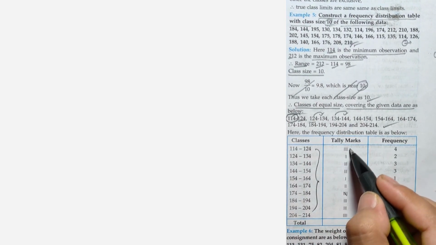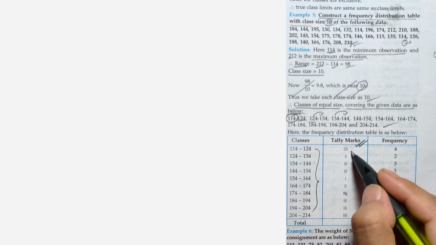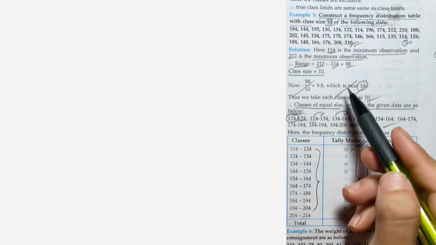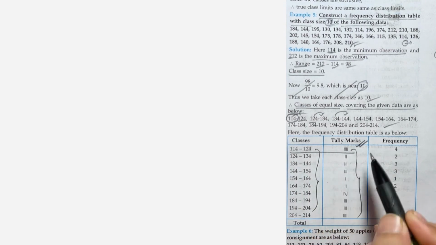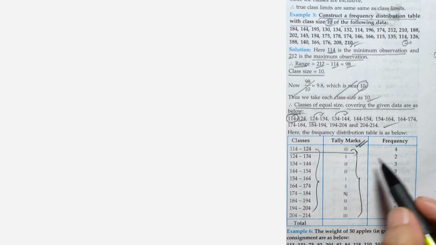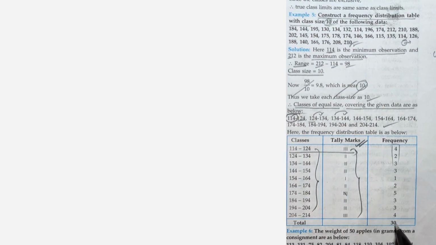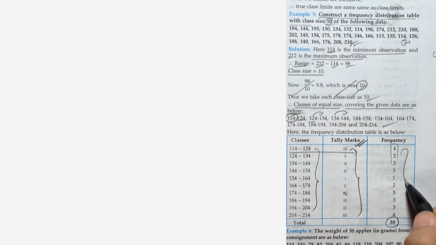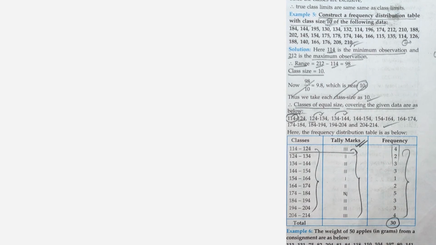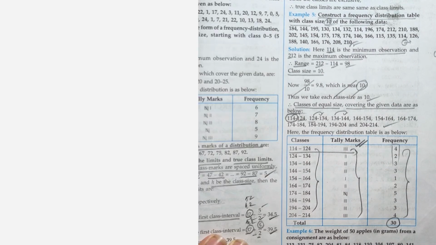Now we can do this with a tally mark. So if you create the tally marks, this is how it looks. You can count the data and see if the tally marks are actually matching. Then you can count the tally marks and write down the frequency. So in total we have 30 if you add up all this, and this is how this question is to be done.